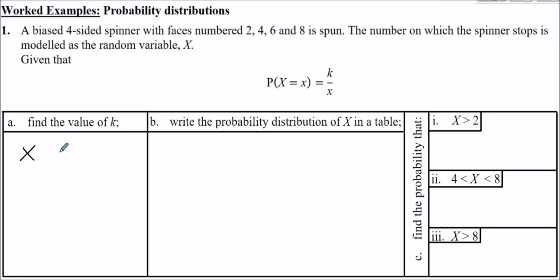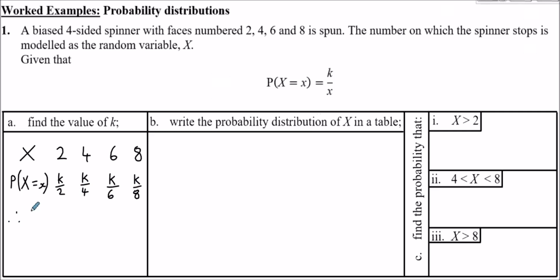So big X could be 2, 4, 6, 8. So the probability that big X is any one of these: the probability that it's a 2, because it's k over x, this would now mean k over 2. If it lands on a 4, that's going to be k over 4. If it lands on a 6, that probability is going to be k over 6. And finally, if it lands on an 8, that probability is going to be k over 8. And so, what we've just mentioned before, the sum of all probabilities for any one event will always add up to 1. And so when you add all these together, it should add up to 1.